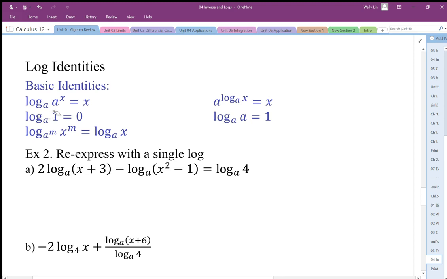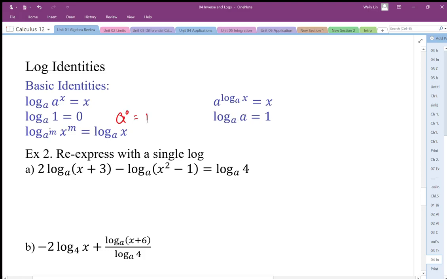Okay, the log of 1 in any base is equal to 0, because when we convert this, it is a to the 0 equals 1. So it doesn't matter what base we use, we're always going to get 0 if our log argument is 1. If the base and the argument match, it's equal to 1, because really this is just a to the power 1 equals a.